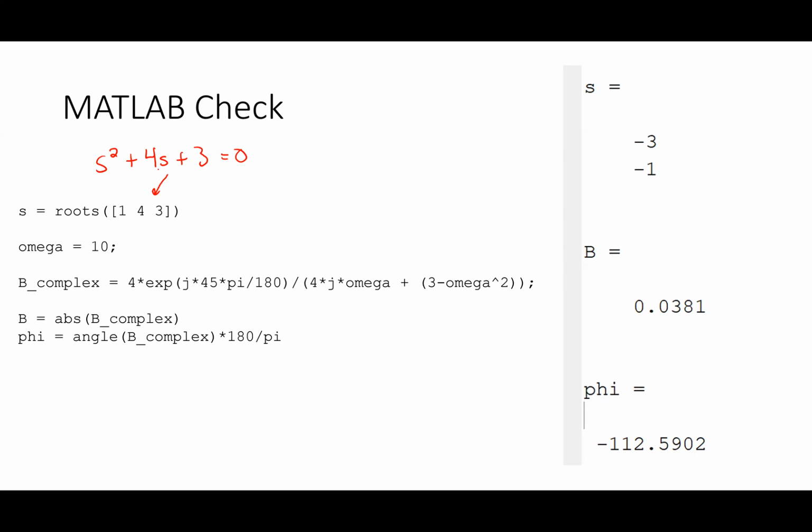And then on the previous slide, when I was solving for b and phi, I had b e to the j phi equals 4 e to the j 45 degrees divided by 4j omega, so 4 times j omega plus 3 minus omega squared, where I had simplified it because omega was equal to 10. That was the equation I had.